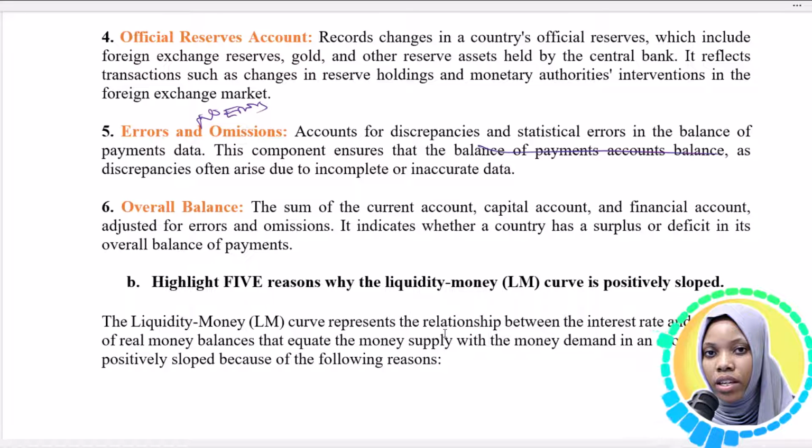And then there's the overall balance as the last component that we have here. The sum of the current account, capital account, and financial account adjusted for errors and omission is what we call the overall balance. It indicates whether a country has a surplus or deficit in its overall balance.